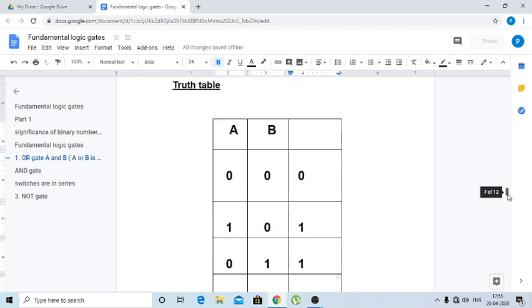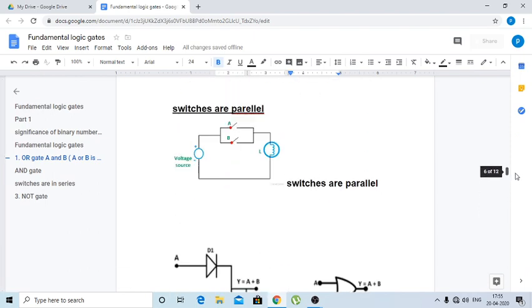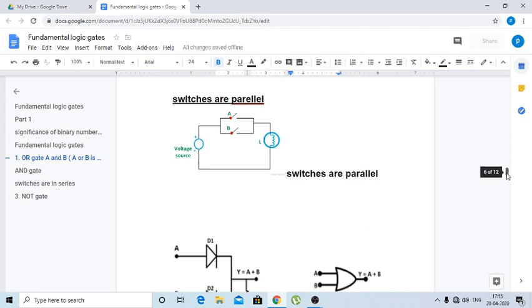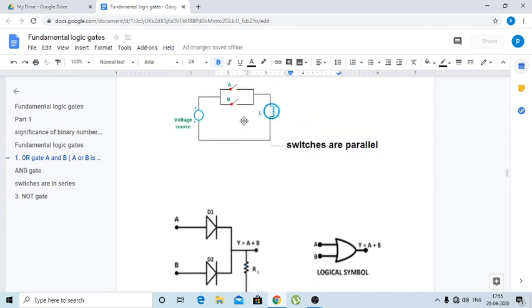Students, I repeat that once again here. Here we have the switching diagram and the circuit diagram also here. So we have two switches here. So when both are low, both the switches are open. Now both the switches are open here. So the bulb does not glow.